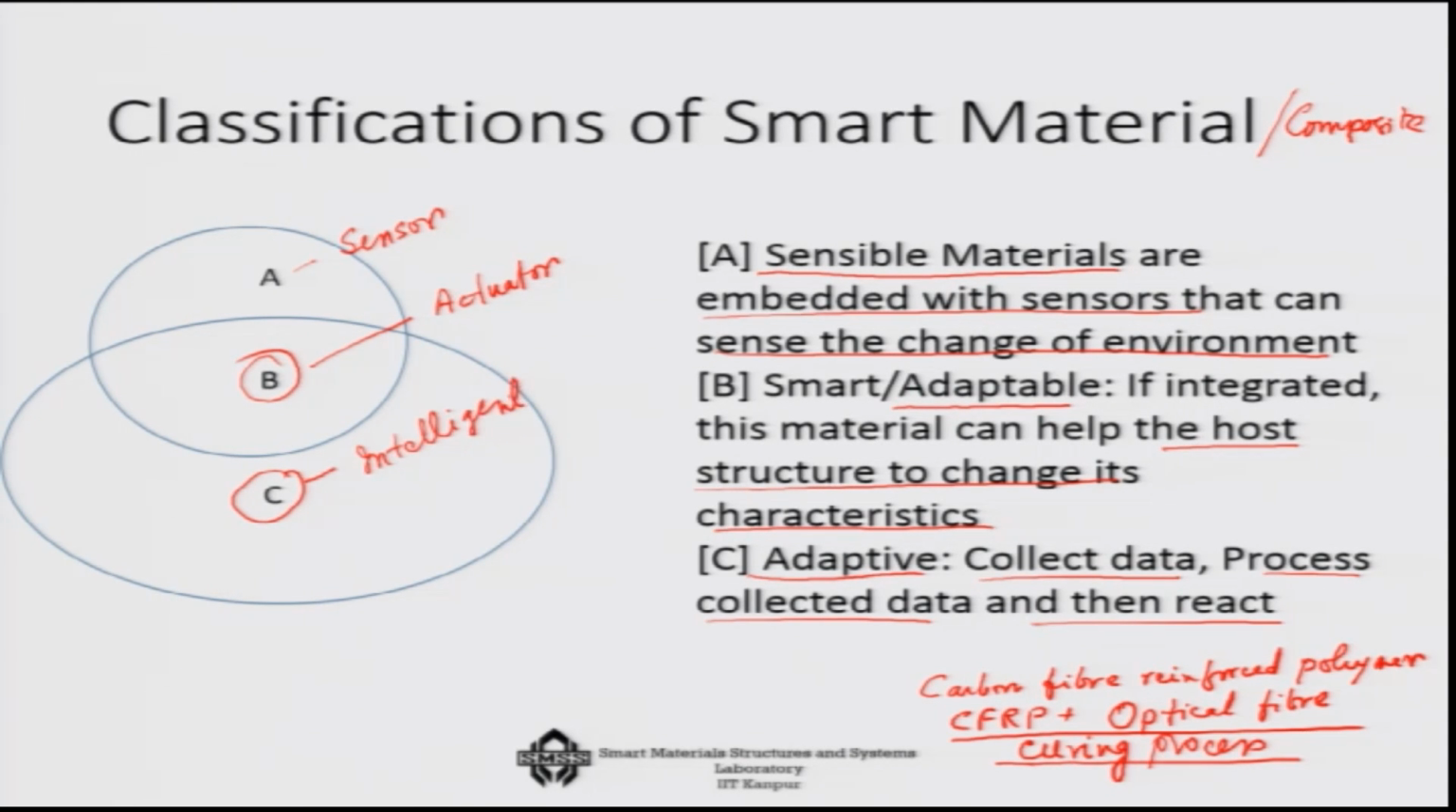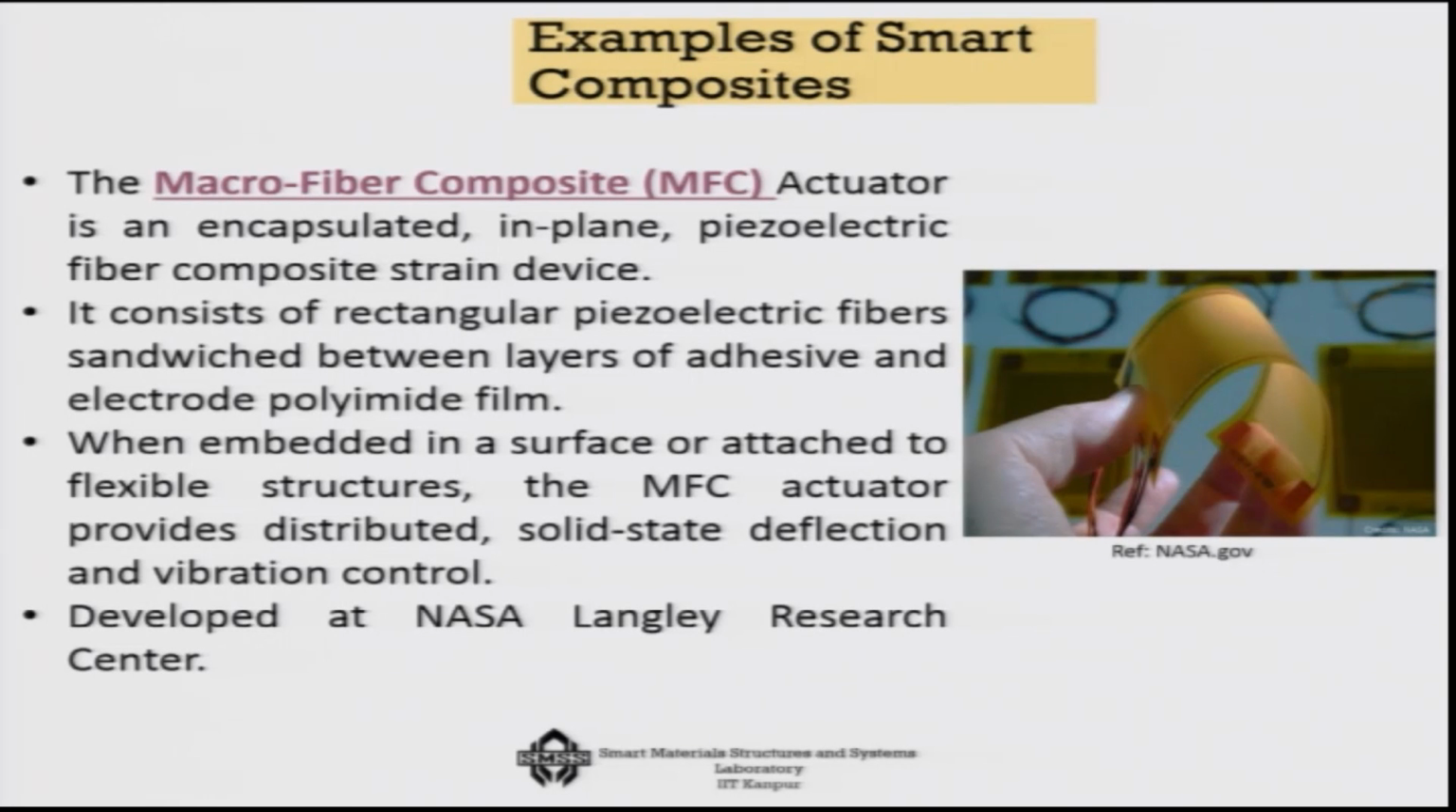So, that is the kind of classification that we are talking about, and you can see in each one of these cases, as I have discussed with you earlier, you have to develop a composite in order to give these kind of features to the system. There are a couple of examples I want to give you in this respect. The one that first comes to my mind is the macro fiber composite. I have brought a sample for you from the laboratory.